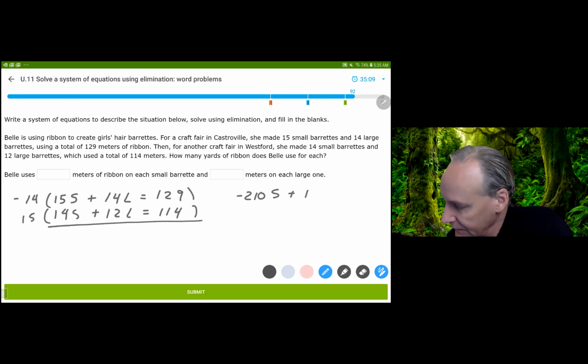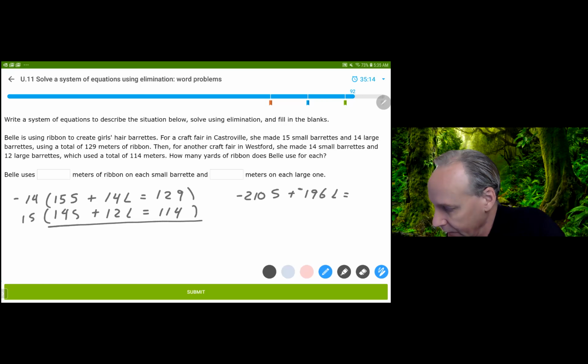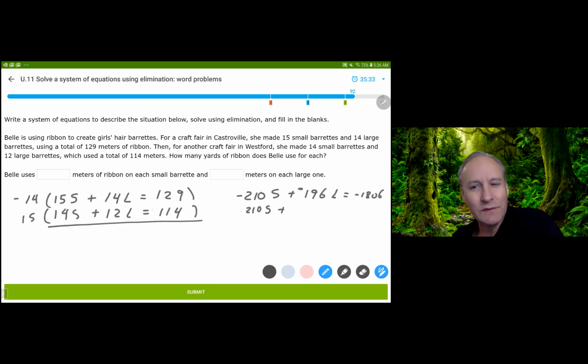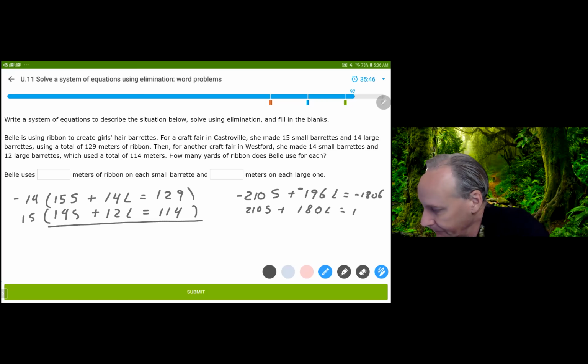14 squared is 196. And the 129, negative. The 129 I'm definitely using a calculator for. Negative 1806. And in the denominator, we have the 210s. The 15 times 12 is going to be the 180. And the 15 times 114, no, I'm not. I could. I just don't feel like it. 1710.